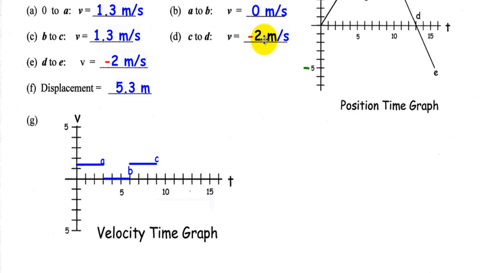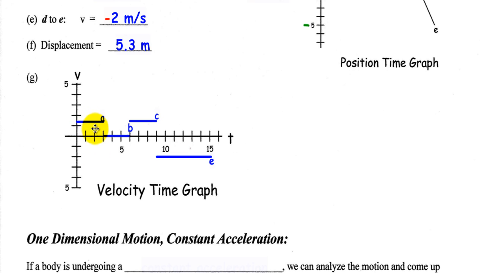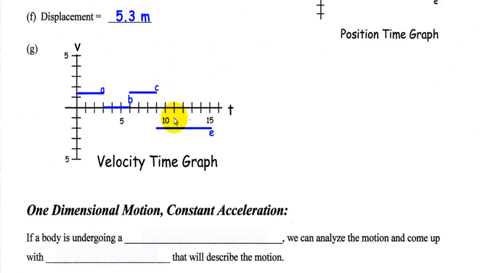From C to D and D to E, they both had the same slope of -2. So during that whole time span, you had a negative velocity. If I calculated out the area under the curve here and here, I would have come up with the same 5.3, hopefully.